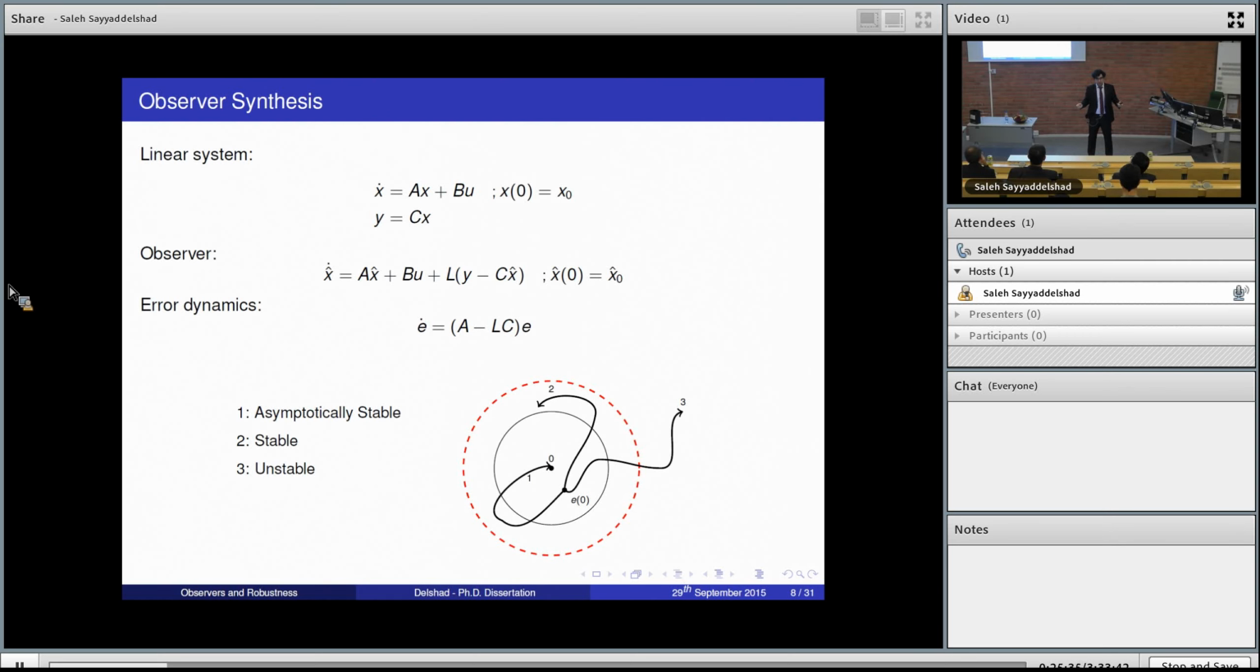But unfortunately, this is not the only case. You might pick an initial value in that ball and stay somewhere around that ball forever. In that case, you have a stable system, or in the worst case, you might get out and never come back. That is unstable error dynamics.